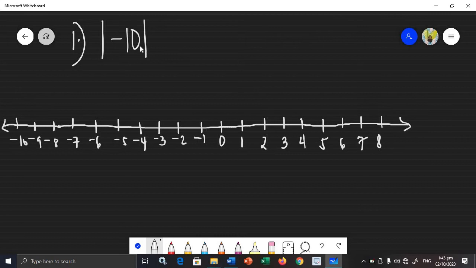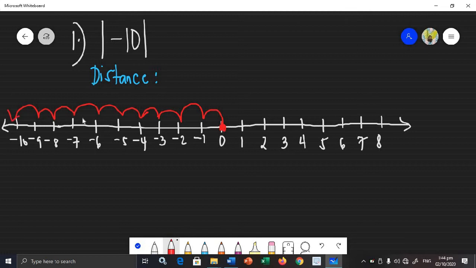Of course, we will be getting the absolute value of negative 10. So, we will get the distance of negative 10 from 0, because it is the distance or the units. So, how many units is negative 10 from 0? Coming from here, this is always your starting point, okay? We go to negative 10. How many units is that? 1, 2, 3, 4, 5, 6, 7, 8, 9, 10.